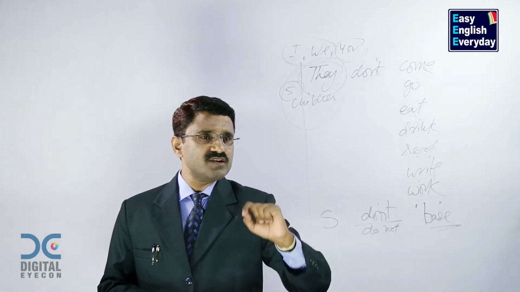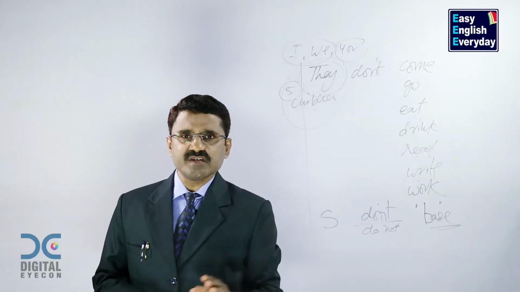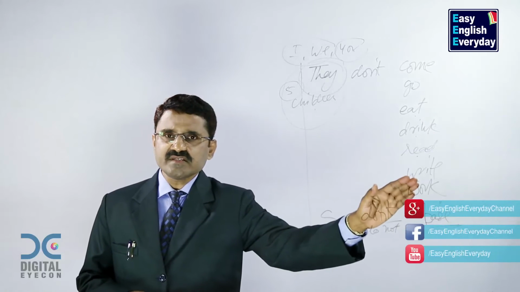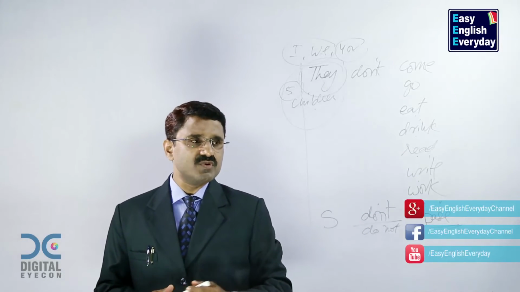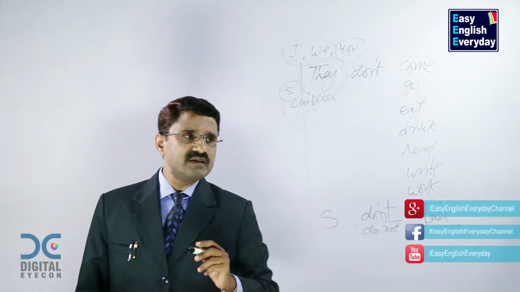I do not read such books. We don't read such books. You don't read such books. They don't read such books. Children don't read such books. This is the way of making the sentences.